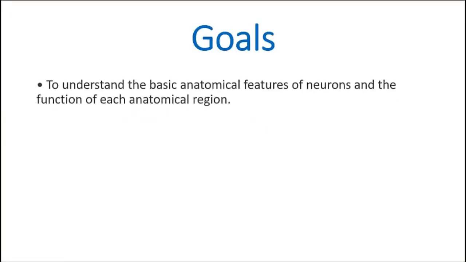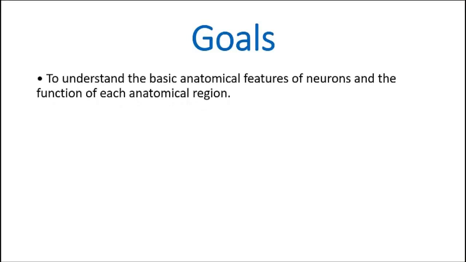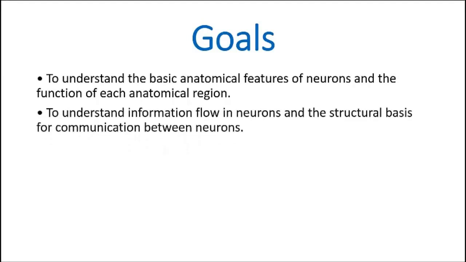The goals for our learning are to understand the basic anatomical features of a neuron and the function of each anatomical region, and also to understand the information flow in neurons and the structural basis for communication between the neurons. Not only will we see the communication between 2 adjacent neurons, but we will also see the interaction of a neuron with muscle and the interaction of a neuron with glands. So stay tuned and watch the video to learn these topics.